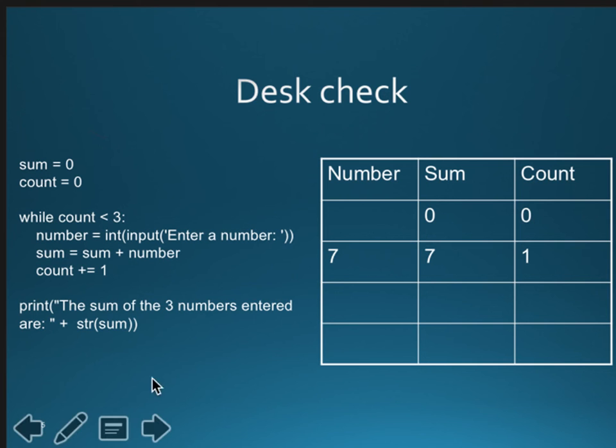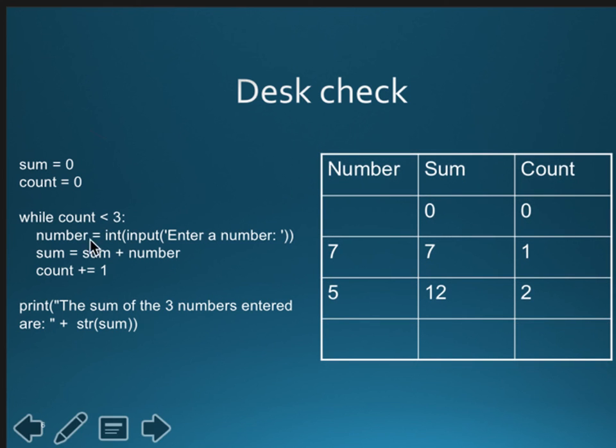Okay, so let's continue now with the loop body ends and the condition is checked up here once more. So is count less than 3? Well, yes it is, because count is 1. So it is less than 3. So let's continue with the body again. Again, I ask for a number, okay? And the user enters a 5. So I place this 5 in the variable number.